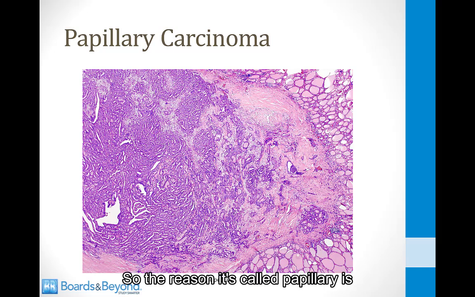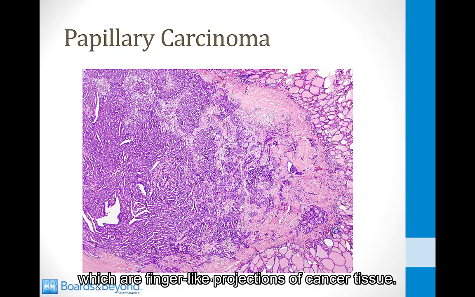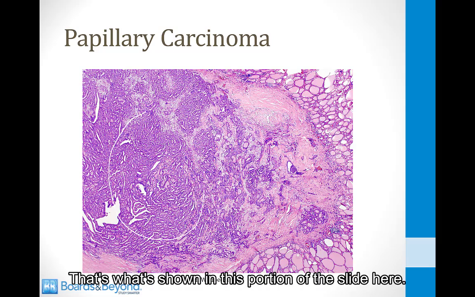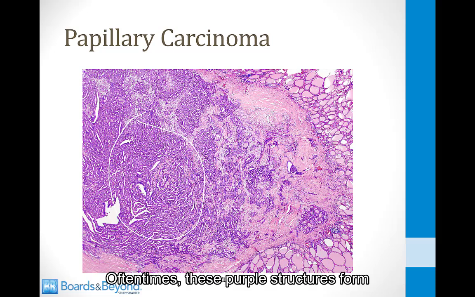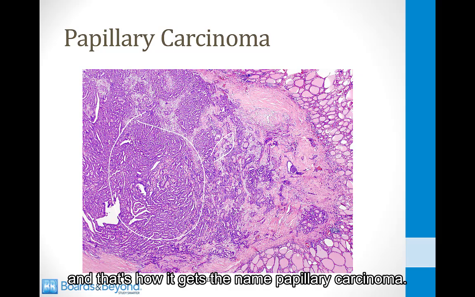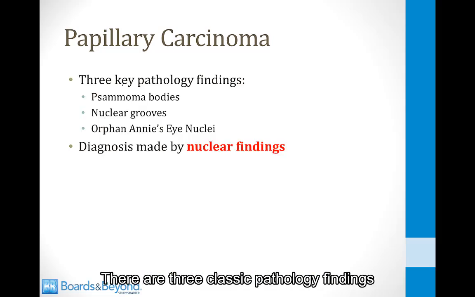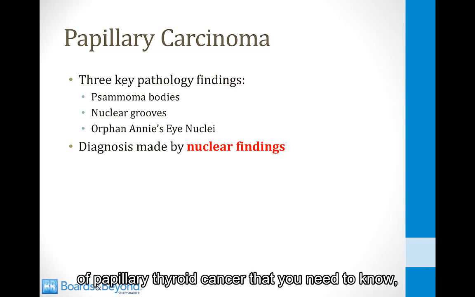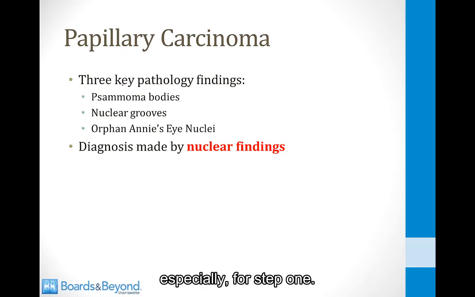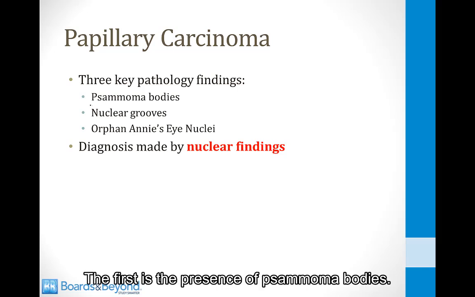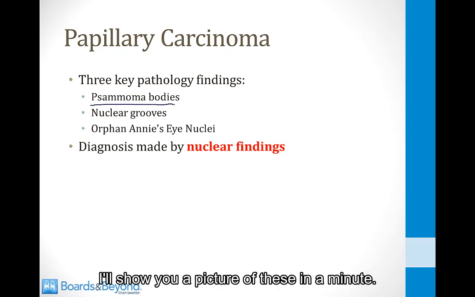So the reason it's called papillary is because on biopsy you see papillae, which are finger-like projections of cancer tissue. That's what's shown in this portion of the slide here. Oftentimes these purple structures form little finger-like projections, and that's how it gets the name papillary carcinoma. There are 3 classic pathology findings of papillary thyroid cancer that you need to know, especially for step 1. The first is the presence of psammoma bodies. I'll show you a picture of these in a minute.